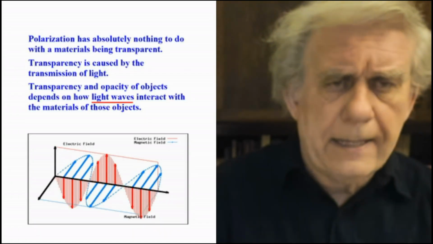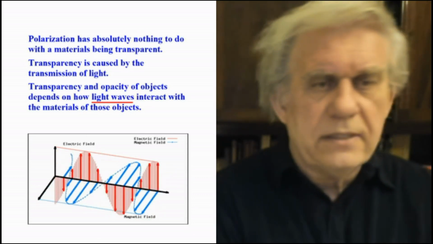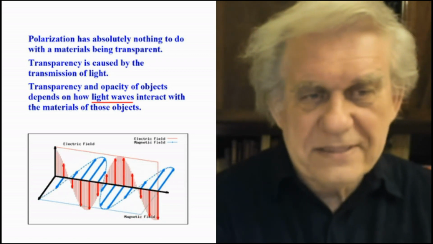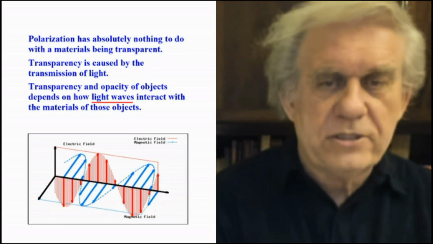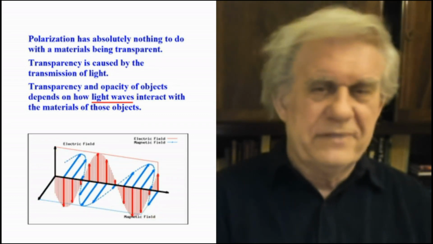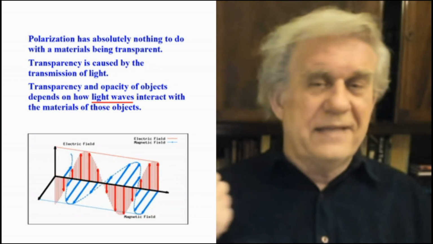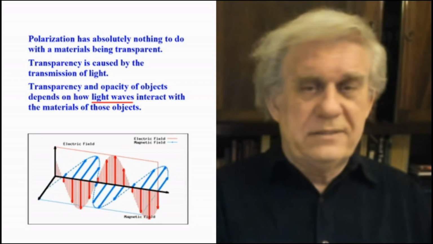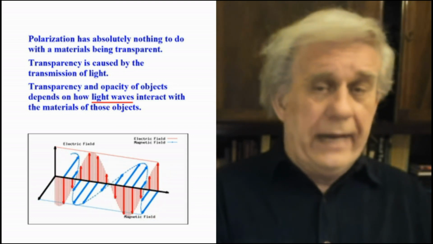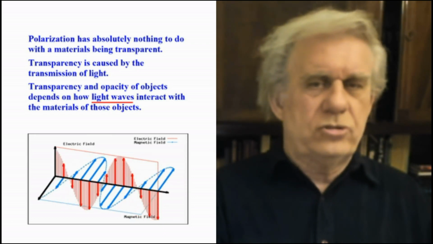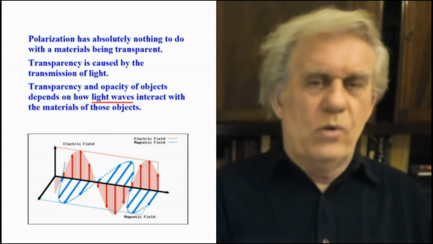Now, one fellow out there questioned that, and he says polarization has absolutely nothing to do with materials being transparent. He says transparency is caused by the transmission of light. And again, I showed already in the last couple of videos that we're not transmitting anything. Nothing is going through the wall. It doesn't matter if the wall is cement, bricks or whatever, or if it's air, water, or glass. The light does not go through walls. It doesn't matter what wall you want.